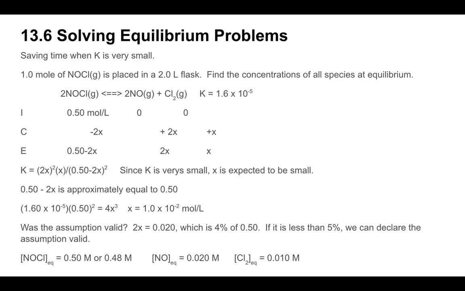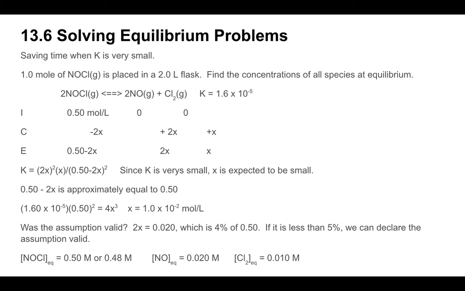Let's say that you have 1 mole of NOCl in a 2-liter flask, and that NOCl is going to decompose to make 2 NO and Cl2. And you want to know the concentrations of all the species at equilibrium. And your K is 1.6 times 10 to the minus 5. Well, I would say K equals 1.6 times 10 to the minus 5 is a pretty small K.